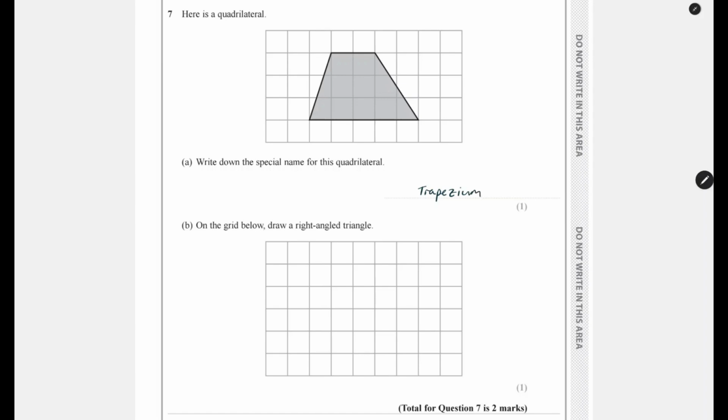Part B says, on the grid below, draw a right-angled triangle. So a right-angled triangle is where we have 2 straight lines that meet at a right angle, and then a diagonal line that joins them together called the hypotenuse. So that is a right angle triangle, and we can see that the right angle here is 90 degrees.